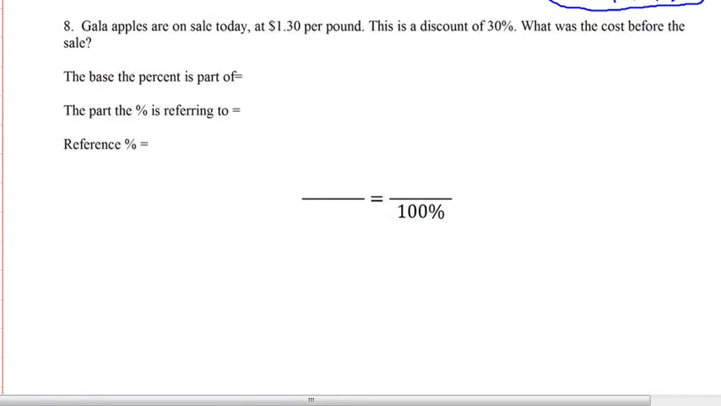Alright, last one. This one is a trickier one. Gala apples are on sale today for $1.30 per pound. This is a discount of 30%. So what was the cost before sale? So I want you to hit pause and try it. Just try it. If you get it wrong, you're going to be able to correct it, but try it. Don't just wait for the answer. Hit pause now.